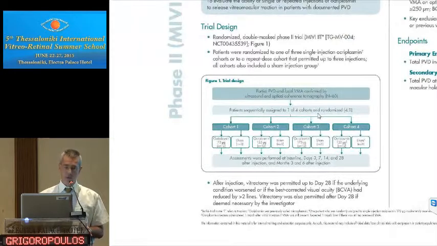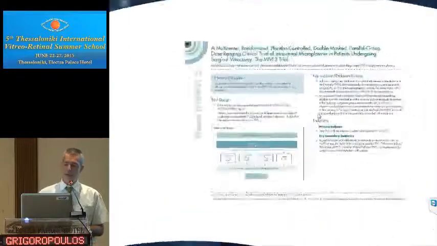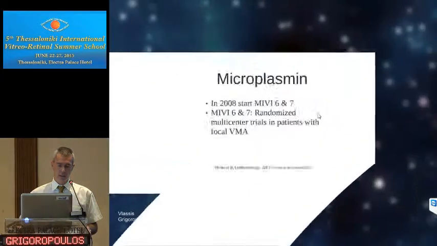You can see that they were trying 75 micrograms with sham, 125, 175, and 125 again. So they were still trying to find the appropriate dose for ocriplasmin to work better in the human eye. In 2007, MIVI-4 starts, which was a randomized trial in patients with vitreomacular attraction again.